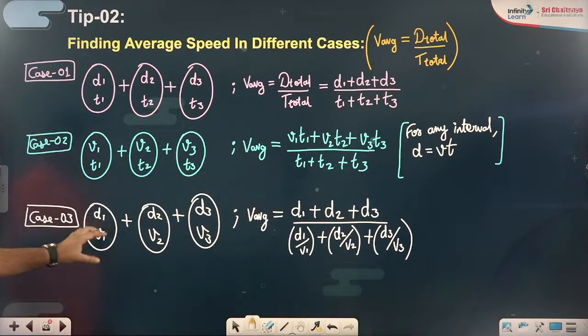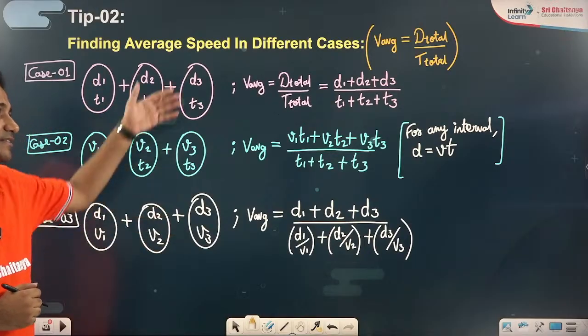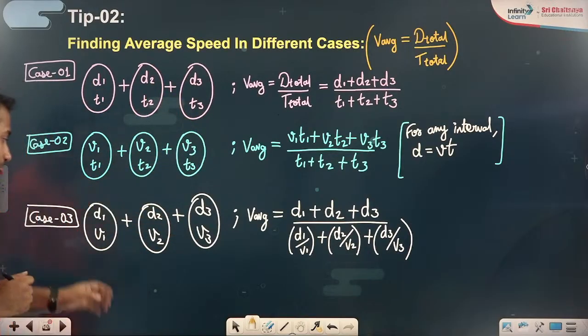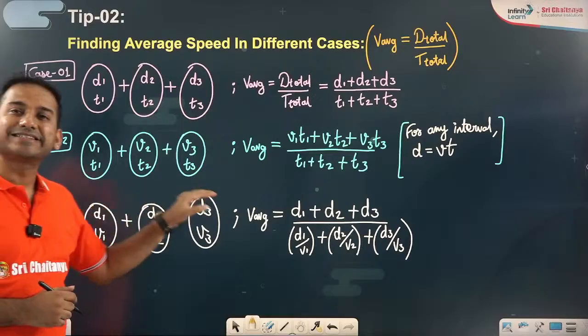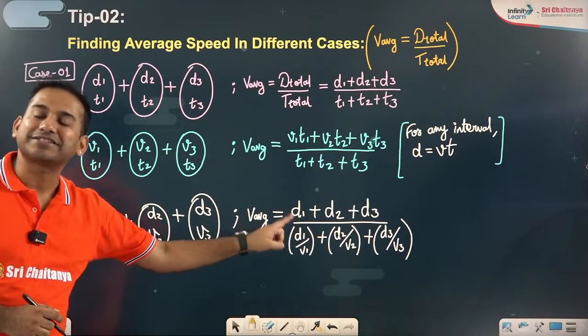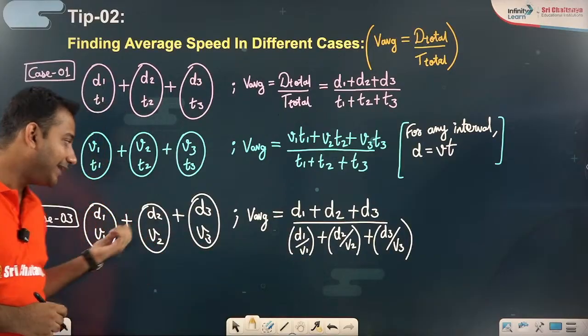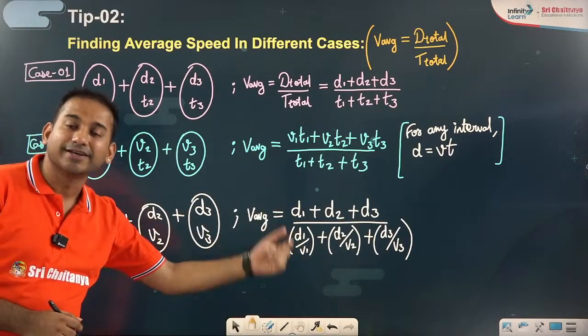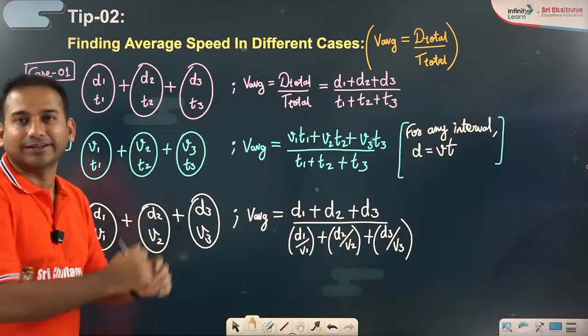Similarly, in case 3, these are basic cases. The first one was straightforward, very easy. In case 3, total distances are given to you. For total time calculation, we must first calculate the individual time durations.